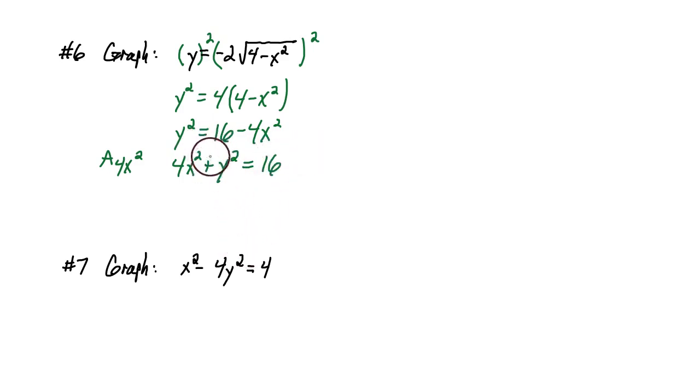Now I see that there's adding in between there, so I'm thinking circle or ellipse. For an ellipse, it's equal to 1. So let's divide everything by 16. We get x squared over 4 plus y squared over 16 is equal to 1. Now I know for sure that it's an ellipse. The value of b is 2, and the value of a is 4 by doing square roots of those denominators.